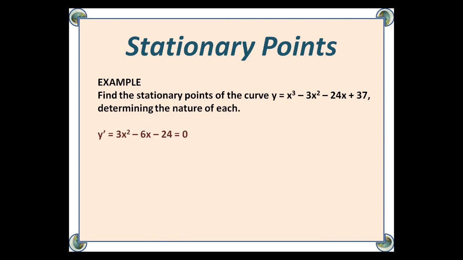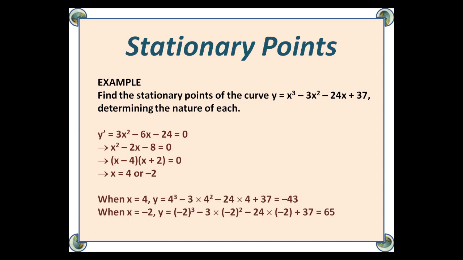So, we differentiate. We get 3x squared minus 6x minus 24 equaling 0. When we divide that by 3 and factorise it, we get answers of x equals 4 or minus 2. If we substitute those numbers back into the equation of the curve, when x is 4, y is minus 43, and when x is minus 2, y is 65.